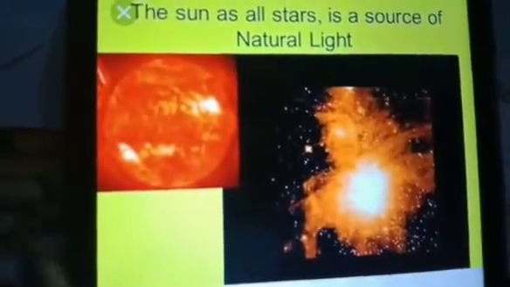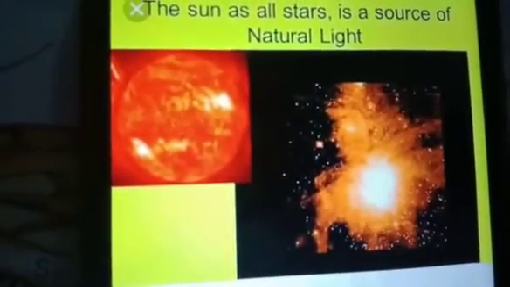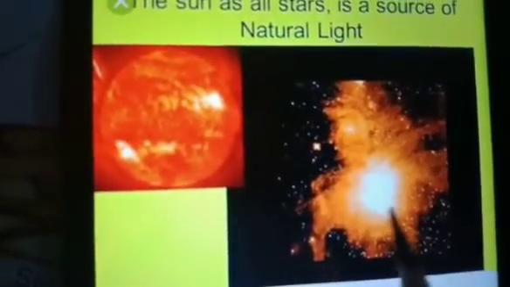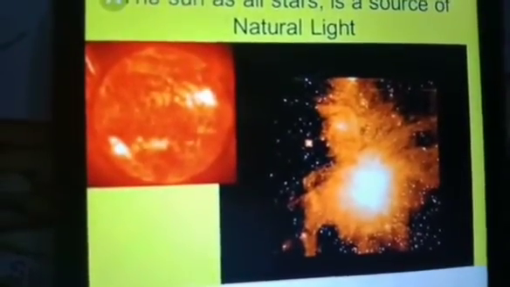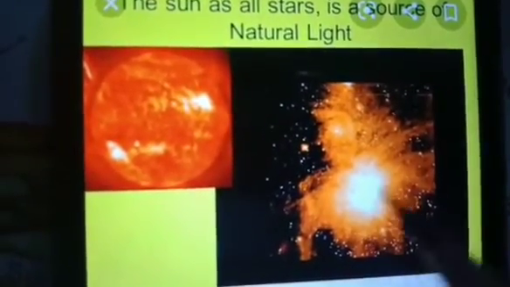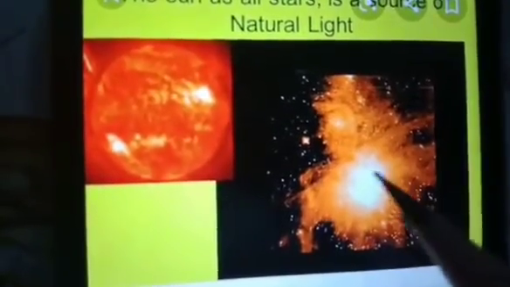Look here, the sun and the stars are sources of natural light. You can see their light here. The sun has its own light, but the stars produce light due to nuclear reactions. These nuclear reactions make the stars so hot. That's why stars give us heat and light.